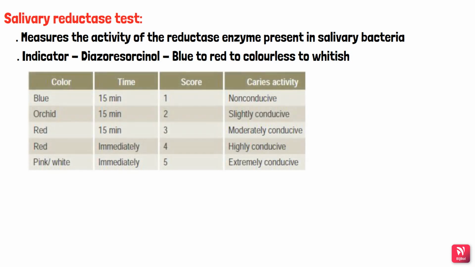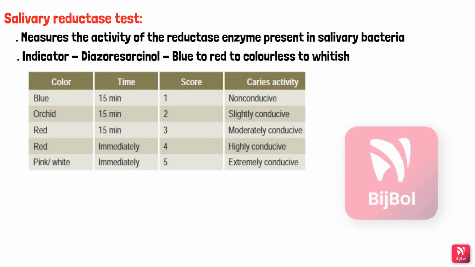So the activity of the reductase enzyme is measured by the color of the sample. If we see blue color in the first 15 minutes, then it is non-conducive to caries activity. Orchid color in the first 15 minutes is slightly conducive. Red color in the first 15 minutes is moderately conducive, and if we see red color immediately, it is highly conducive. If it shows pink or white color immediately, then it is extremely conducive. So this is about the salivary reductase test.